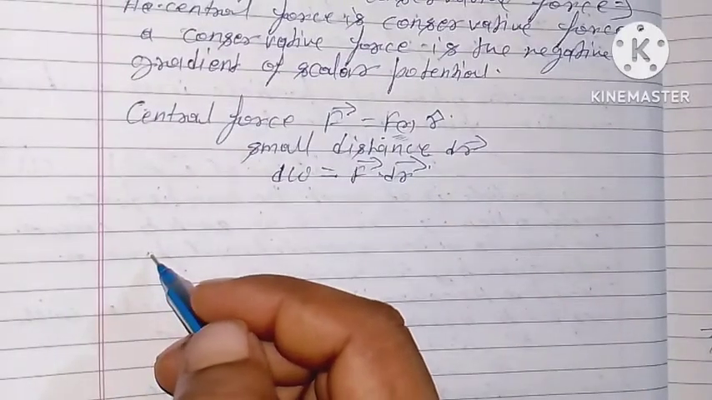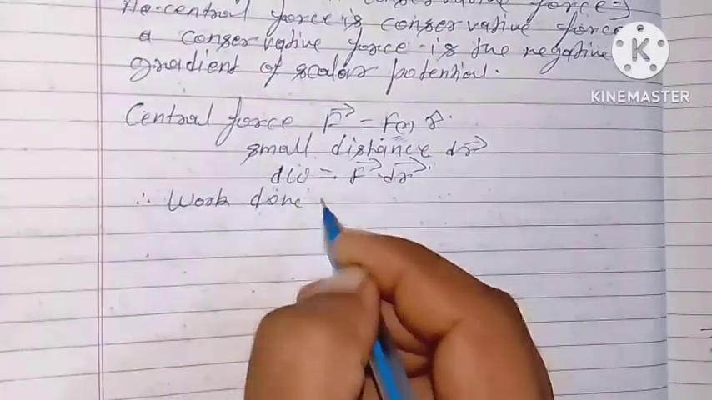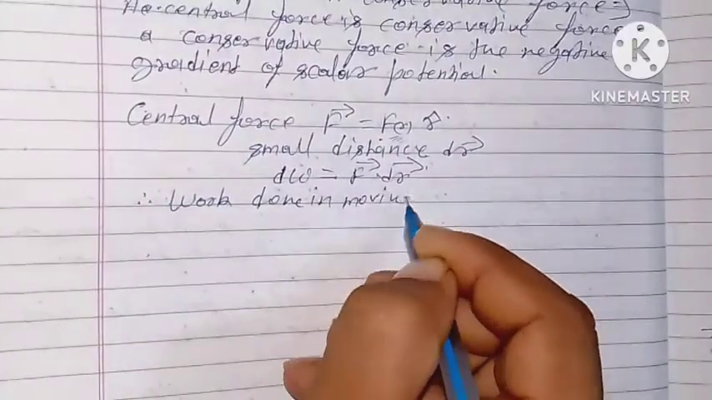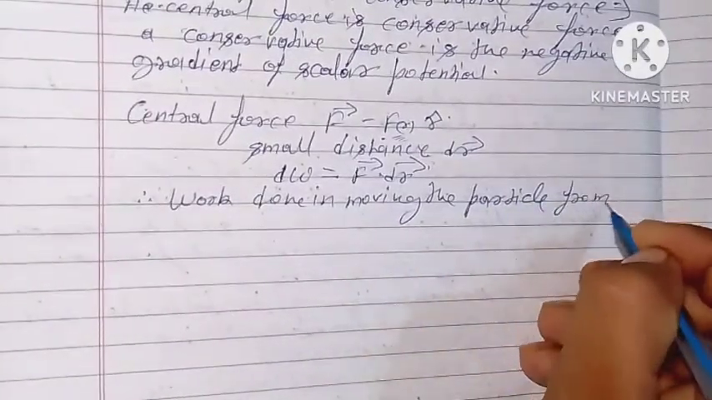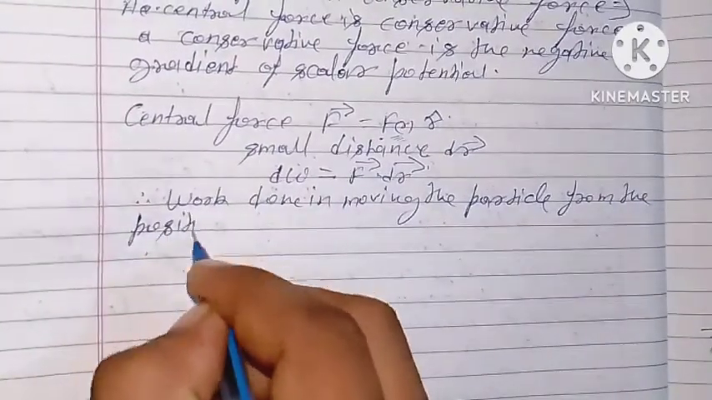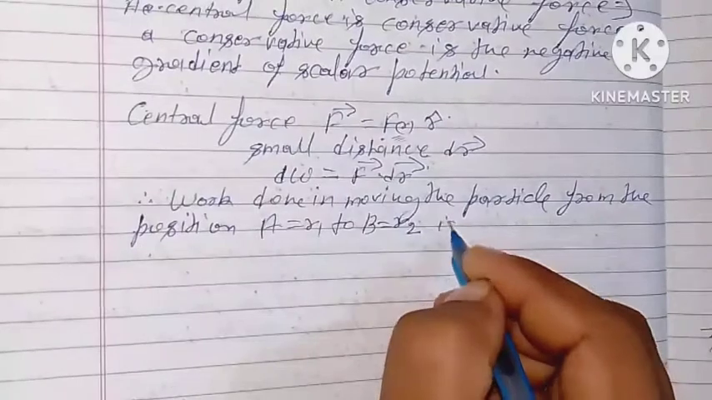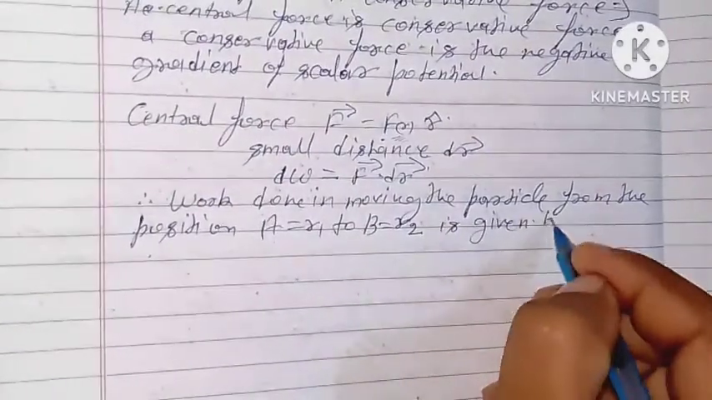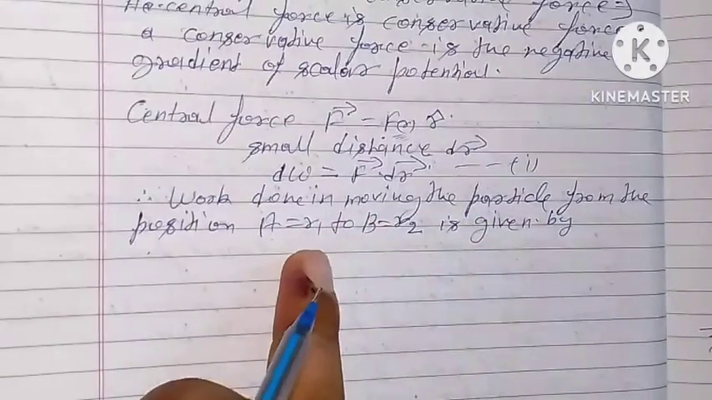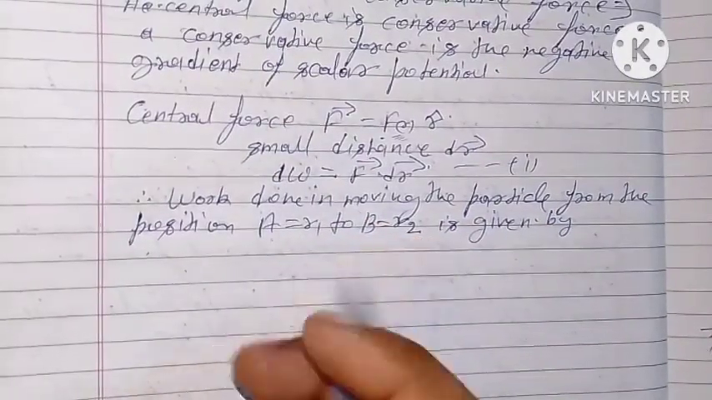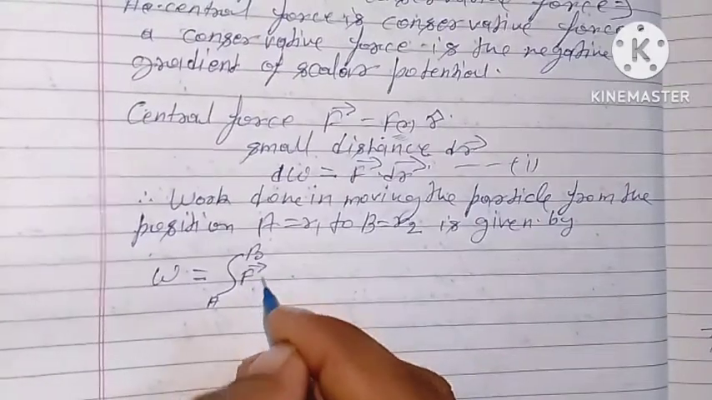Work done in moving the particle from the position A equal to r1 to B equal to r2 is given by W equal to the integration from A to B of vector F dot dr vector. This is equation number 1.